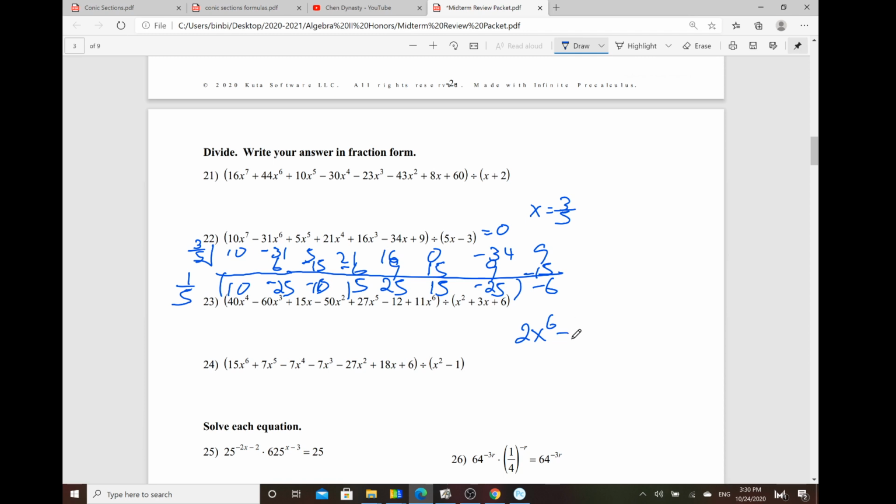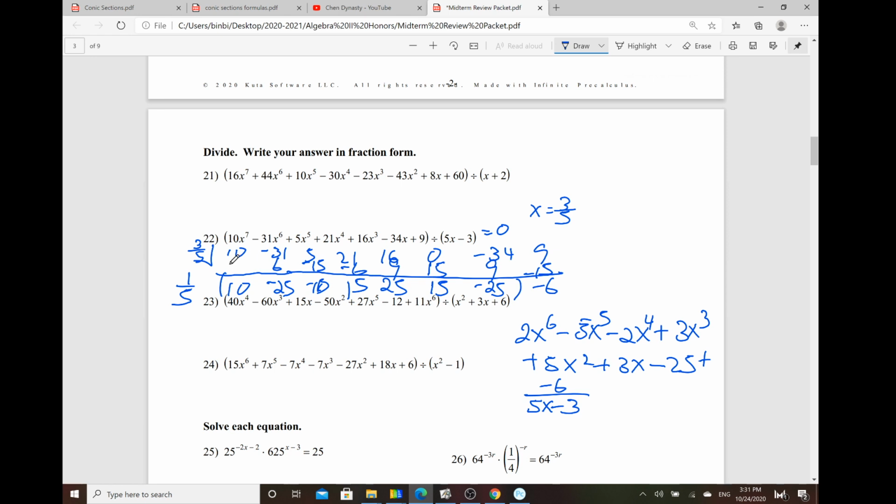And then minus 5x to the power of 5. And then after that, negative 10 times 1/5, negative 2x to the 4th power. And then plus 3, because 15 times 1/5, 3x to the 3rd power. And then plus 5x squared. And then plus 3x minus 25. And then plus the remainder over the divisor, so negative 6 over the original divisor, 5x minus 3.